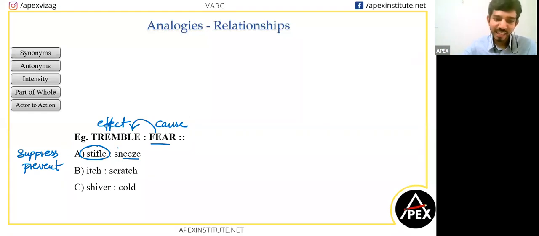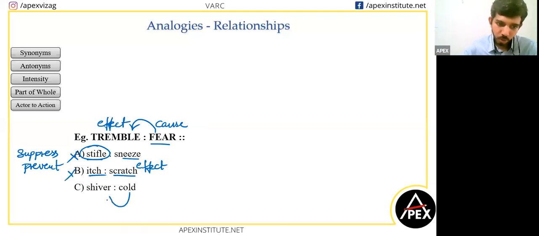Okay, so sneezing and stifling are not cause and effect. You try to stop a sneeze from happening, so this is incorrect. Itching and scratching are the same thing. Both are effects of some kind of cause, some irritation, some allergy. So itching and scratching are not cause and effect, they are both effects. So this is also incorrect.